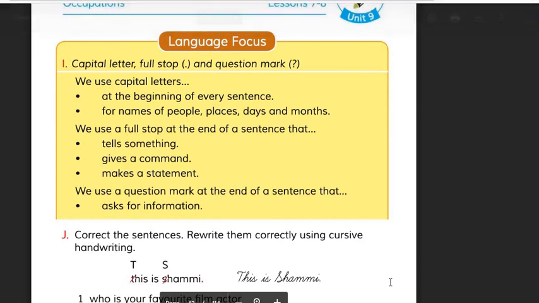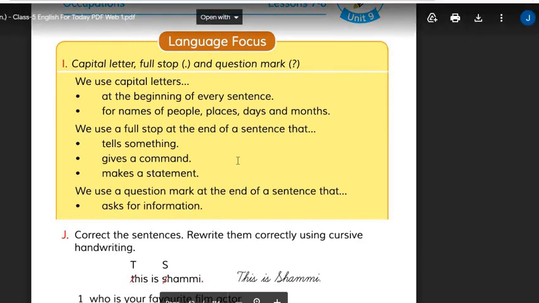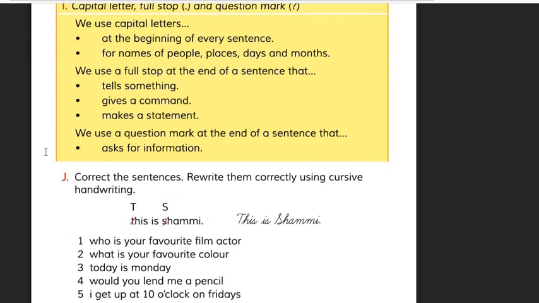So, what do we learn? We learn the use of capital letters, full stop, and question mark. We use capital letters at the beginning of every sentence, and for the names of people, places, days, and months. We use full stop at the end of a sentence that tells something, gives a command, makes a statement. And when do we use question mark? We use question mark after asking for some information.